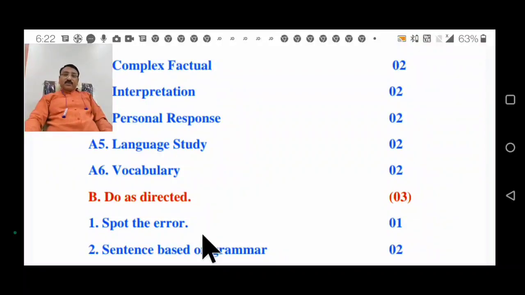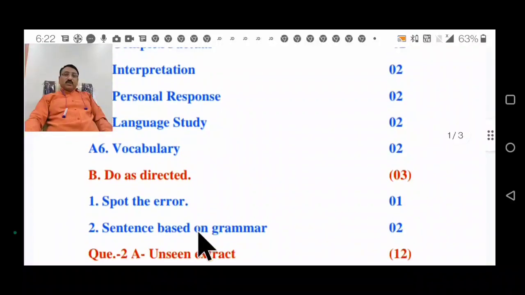So the error in the sentence might be at any level. The student will have to find out the error that is present in this given sentence. The student will have to correct the sentence and write it down in the answer sheet. This activity based on spotting the error will carry 1 mark.